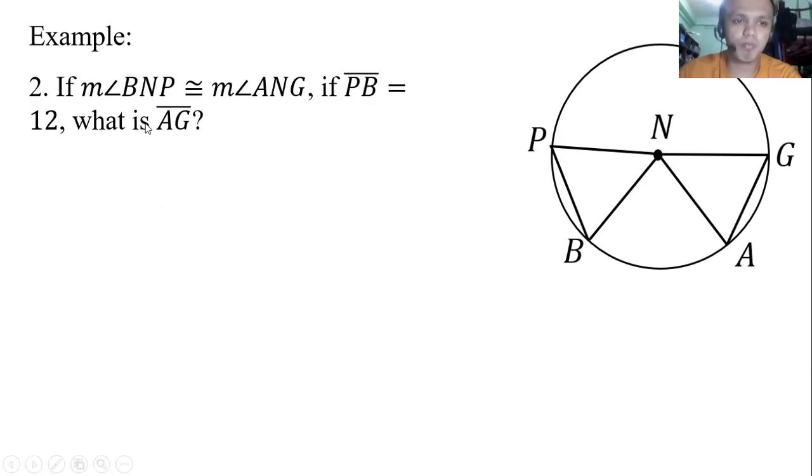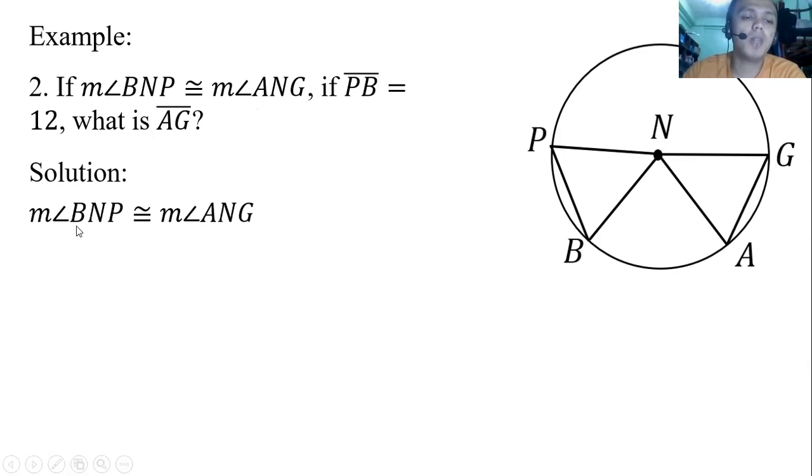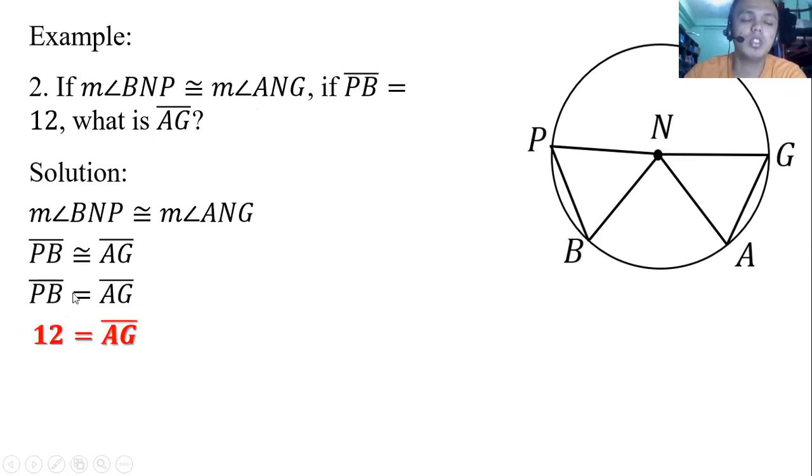Next, number 2. Measure of angle BNP is congruent to measure of angle ANG. If BP is 12, what is AG? Again, measure of angle BNP is congruent to measure of angle ANG, followed by BP is congruent to AG. Then they are equal. Then if your BP is 12, your AG is also 12. So ganun lang kasimple.